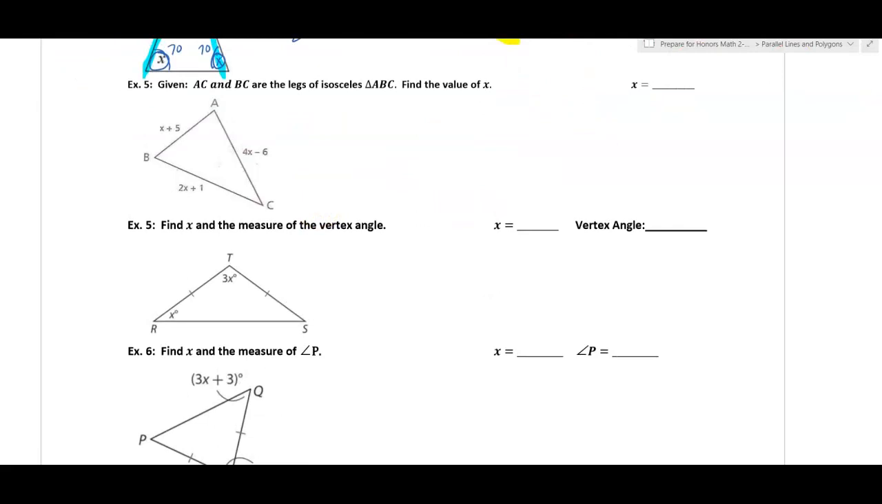Example 5 says, given AC and BC are the legs of the isosceles triangle, find the value of x. So right away I know AC and BC are the legs. If those are the legs, what do I know about their measures? That these are congruent. So to find x, all I'm going to do is set those measures equal to each other, and I'm going to go ahead and solve for x. I would get 2x equals 7, and when I divide by 2, x would be 7 halves, or 3.5.